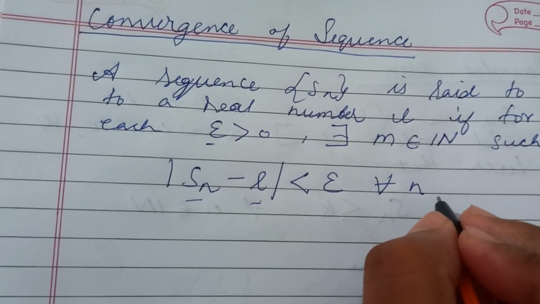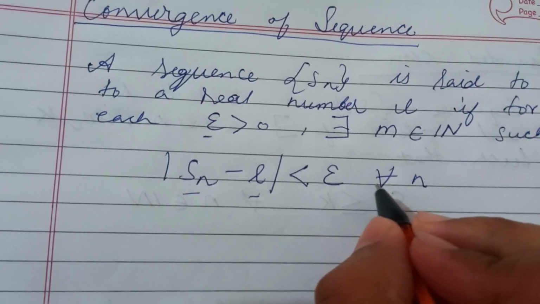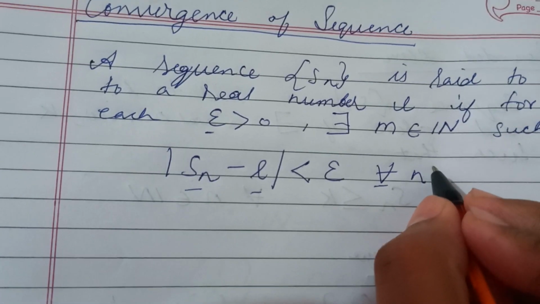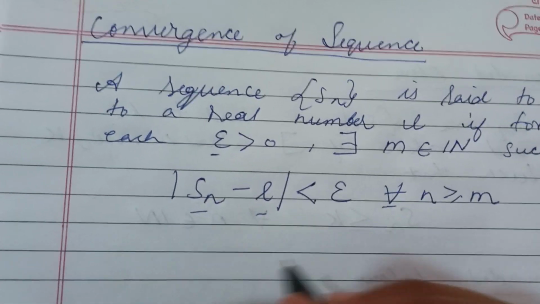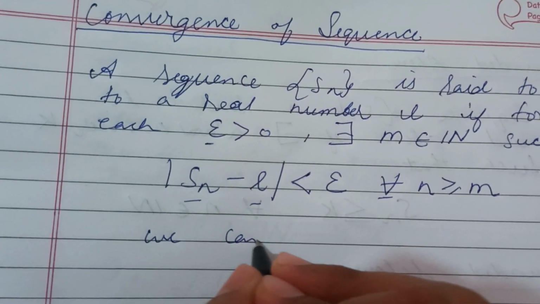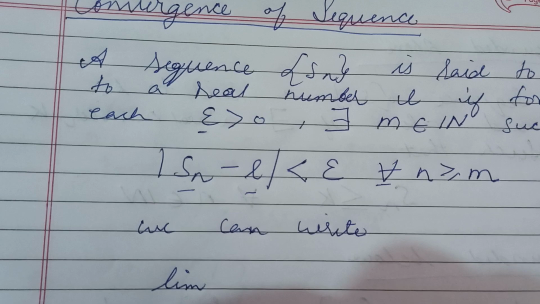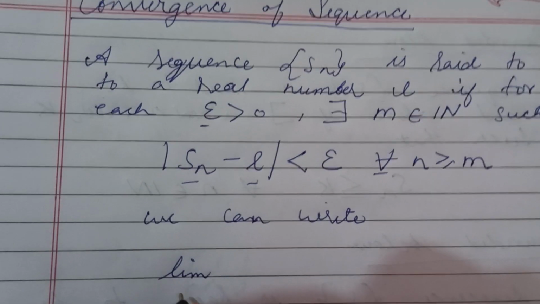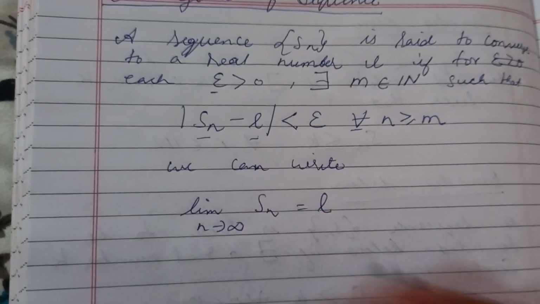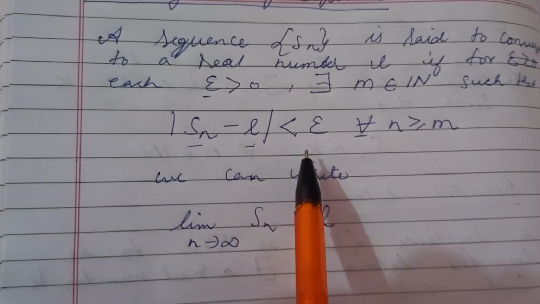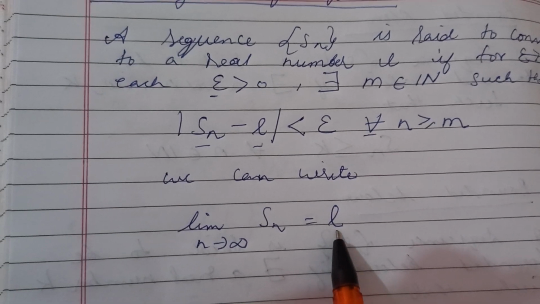For all, here n is a natural number, so for all n greater than or equal to N. So if this is true, then we can write the limit as n tends to infinity of Sn equal to L. If this condition is satisfied, we can write that the limit as n tends to infinity, Sn will tend to the limit L.